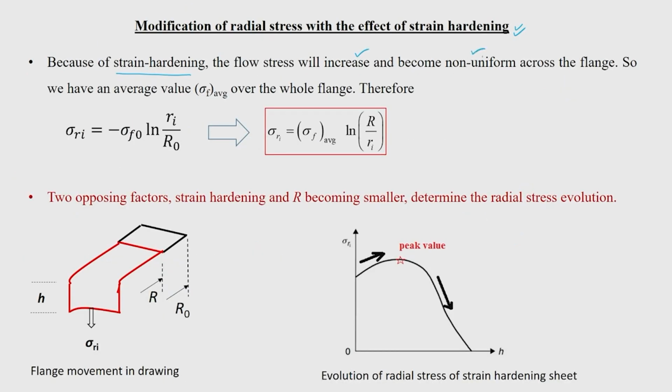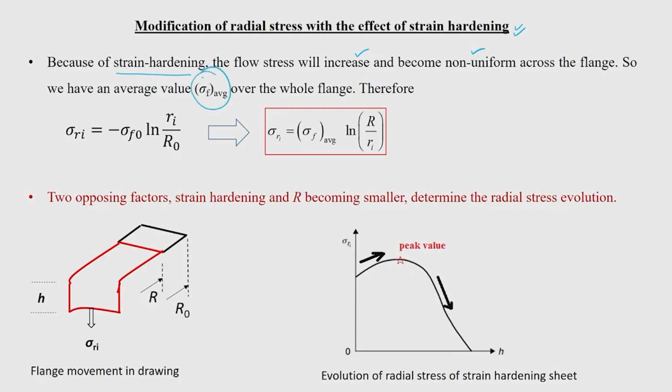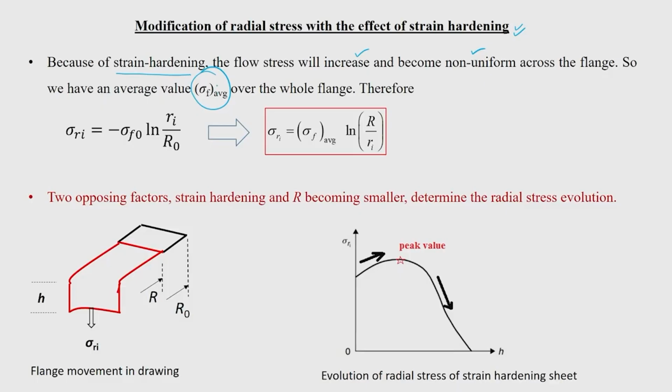So how are you going to quantify it? By taking an average flow stress in the entire flange region. You can imagine that from the strain evolution you can get epsilon bar, and from there, by using some flow stress model, you can get sigma bar, and you can just take an average value of your flow stress in the whole flange. Now, this is my original equation. I am going to just modify sigma F naught to sigma F average.